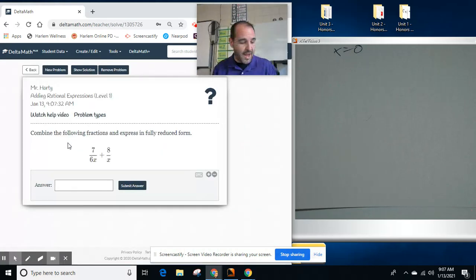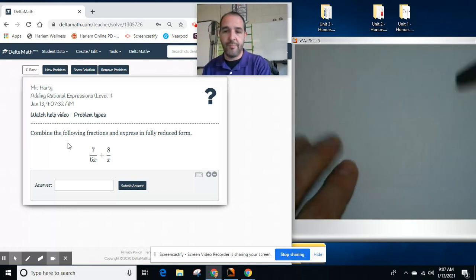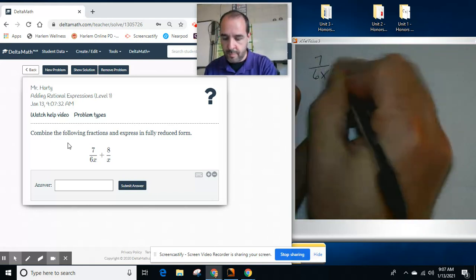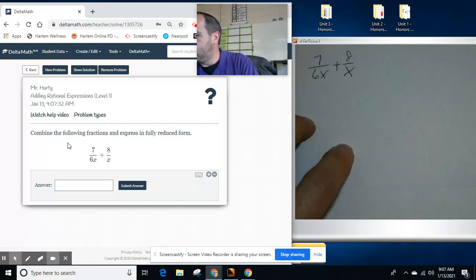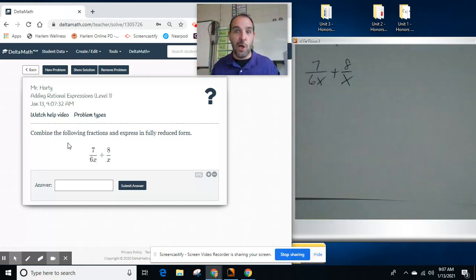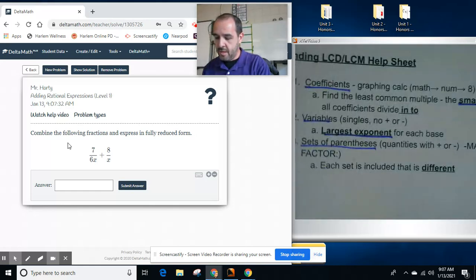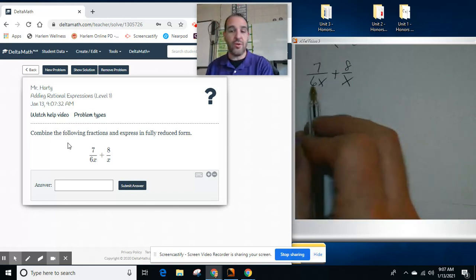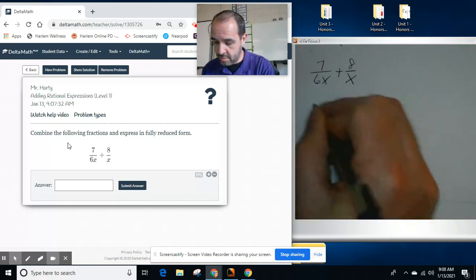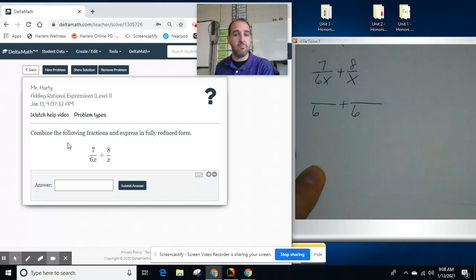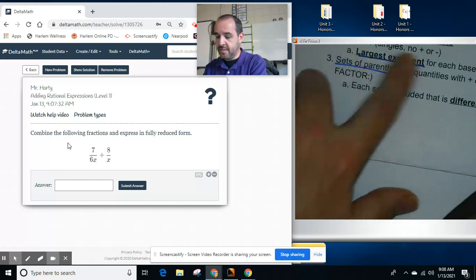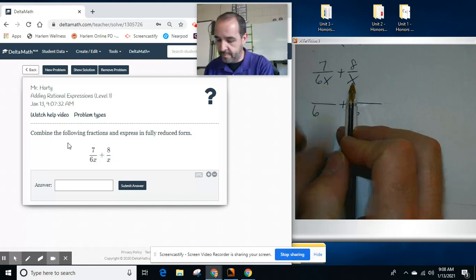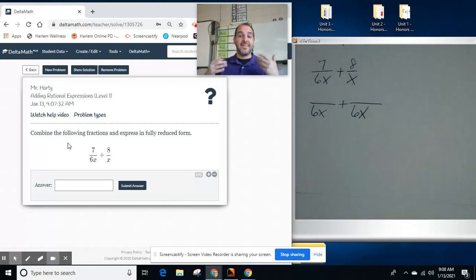Okay, combine the following fractions and get into reduced form. We are not as lucky this time. We do not have a common denominator, so that's my first job. You know what I'm going to do. Help sheet. Duh. Okay. Now, coefficients. Again, just looking at this part right now, I do have a coefficient. So 6 will be part of my new denominator. Variables, no pluses or minuses. Largest exponent. Well, no pluses or minuses, but the exponent is the same on both. It's just 1. So 6x, and there's no parentheses. 6x is my common denominator.